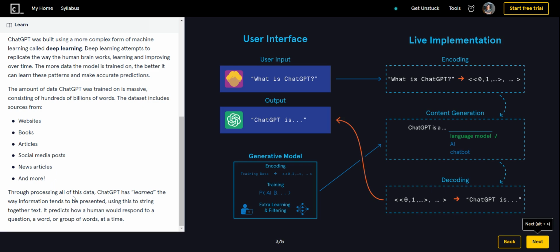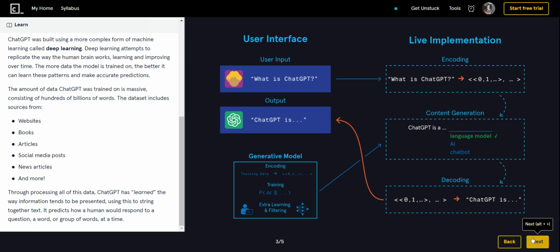Through processing all of this data, ChatGPT has learned the way information tends to be presented. Using this to string together text, it predicts how a human would respond to a question, a word, or group of words at a time.